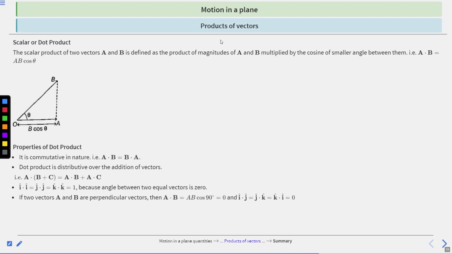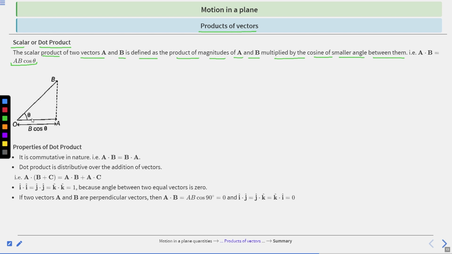Next is products of vectors. Scalar or dot product. This is the second name of the dot product. The scalar product of two vectors A and B is defined as the product of magnitudes of A vector and B vector multiplied by the cosine of the smaller angle between them. So A vector dot B vector is written as AB cos theta, as shown in this diagram.